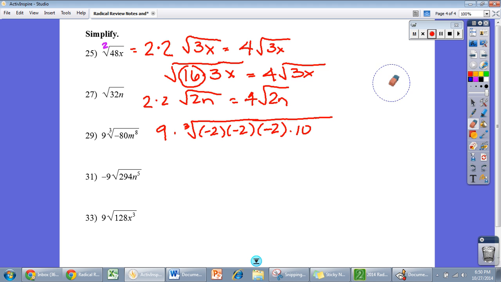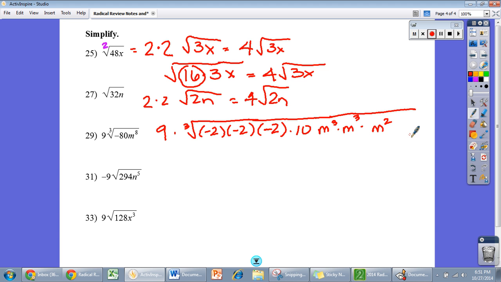Getting rid of my little chart here. I want to continue on with my m's. And if I were to list them in groups of 3, that would be m to the third times m to the third. Now I've got m to the 6th. I need m to the 8th. That would be m squared.